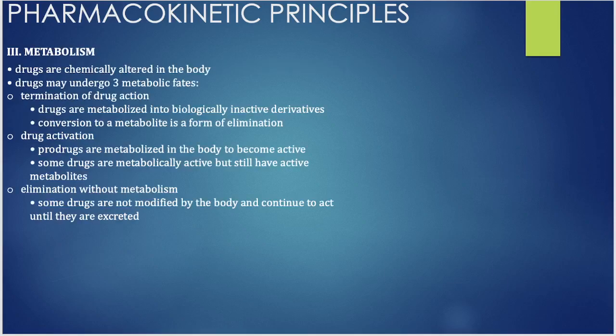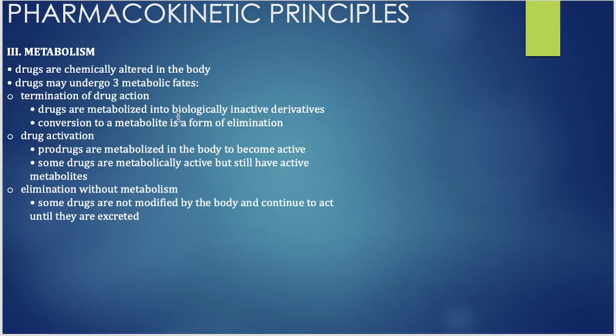How about your metabolism? So we're done with your absorption and your distribution. Now, let's proceed with your metabolism. Your metabolism, drugs are chemically altered in the body. Your drugs may undergo 3 metabolic phases. First, termination of the drug action: drugs are metabolized into biologically inactive derivatives. Conversion to a metabolite is a form of elimination.